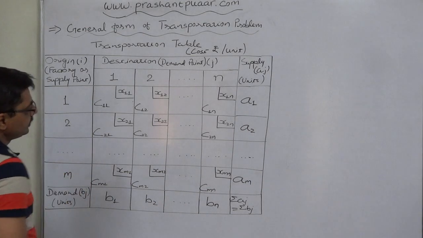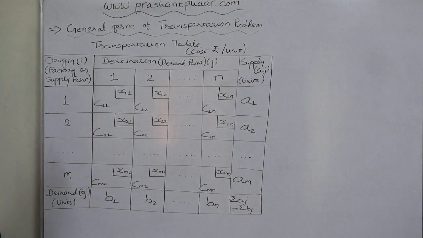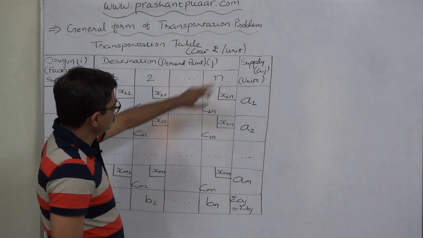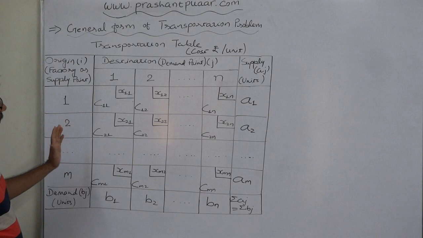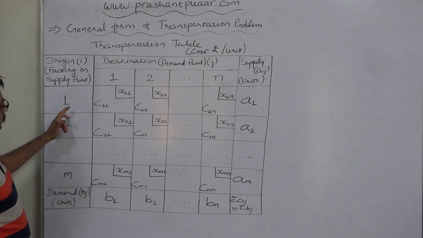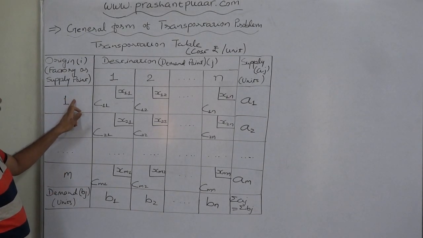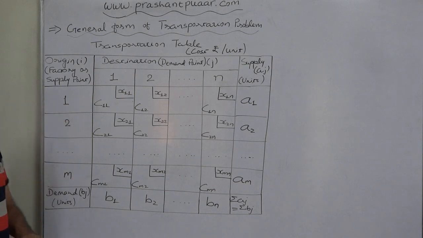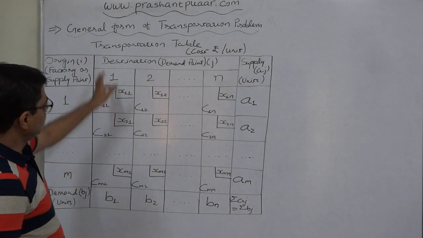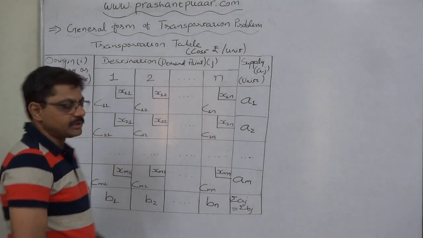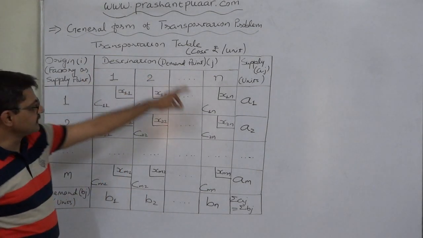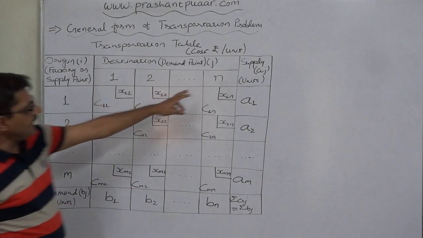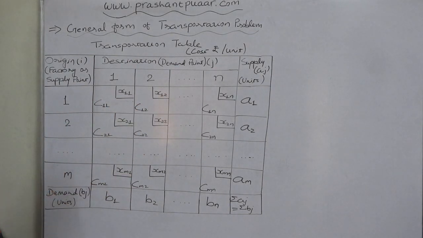This table with some columns and some rows is known as the transportation table, that expresses the information about the cost per unit of transportation of one unit from origin to the destination. In this column we have written the origin, that may be a factory or a supply point or a sales point, and destinations are demand points. The signs are i and j respectively. We have total n demand points and m supply points.